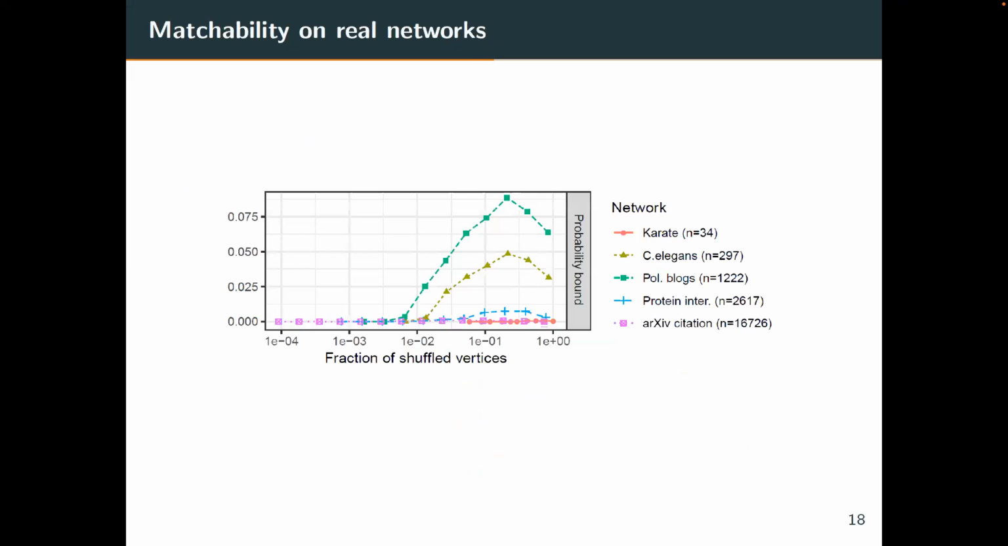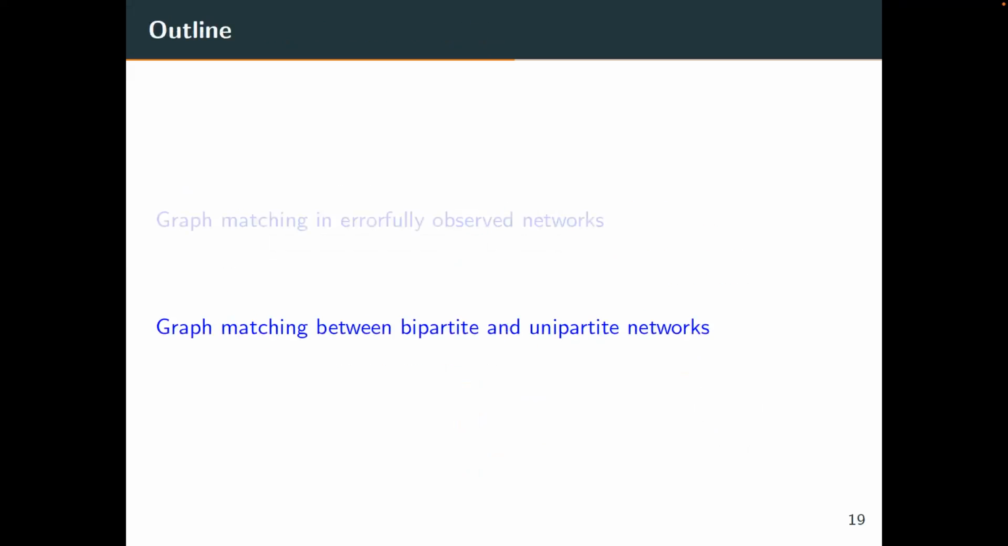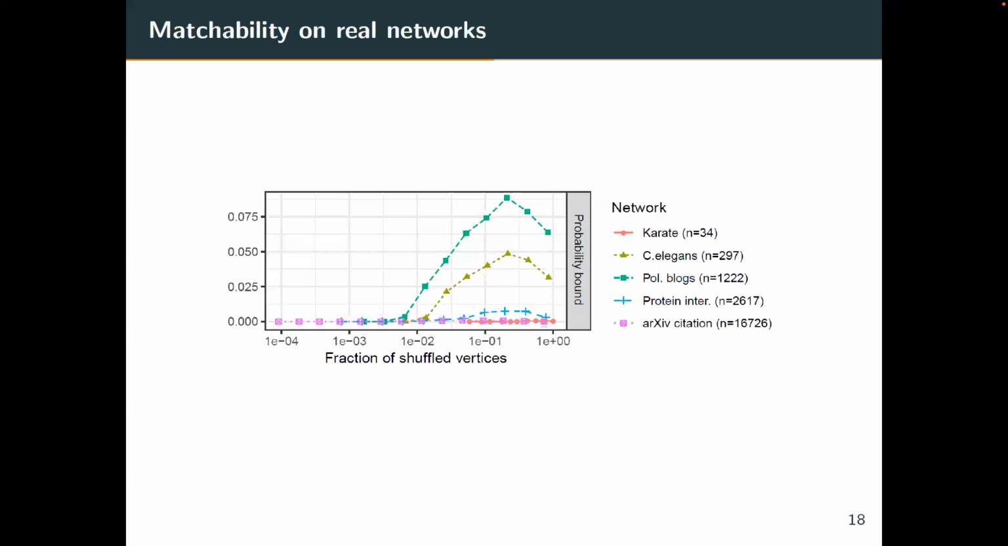Here I have another comparison between different networks. I'm going to skip this comparison for the interest of time, but basically we can use the same approach to measure how tolerant to noise different networks are. Okay, so this was the first idea of matching unipartite to unipartite networks. So before I move on to the next part, are there any questions?